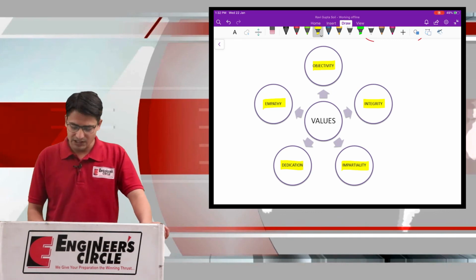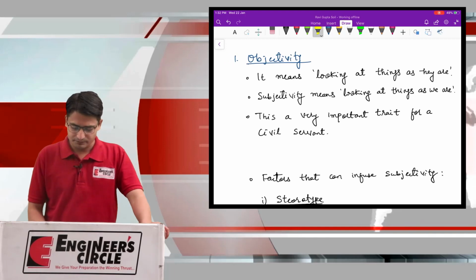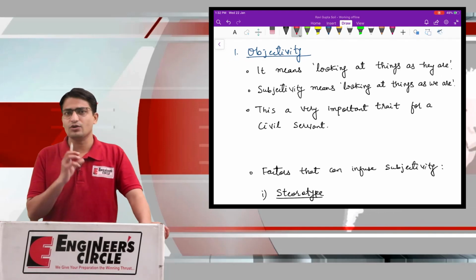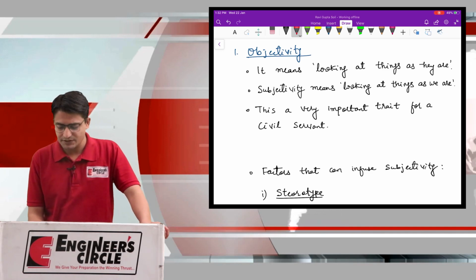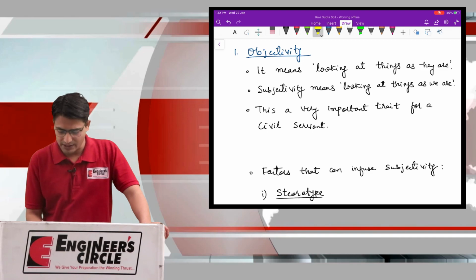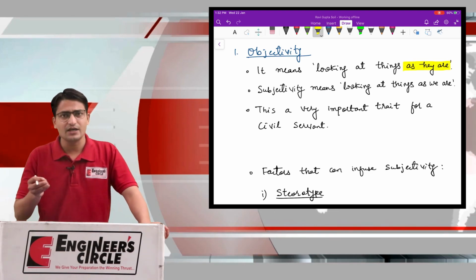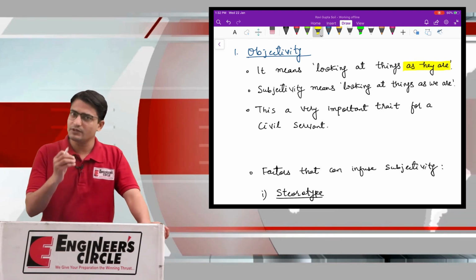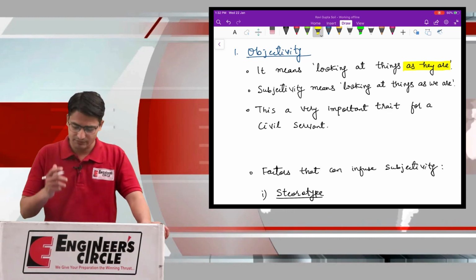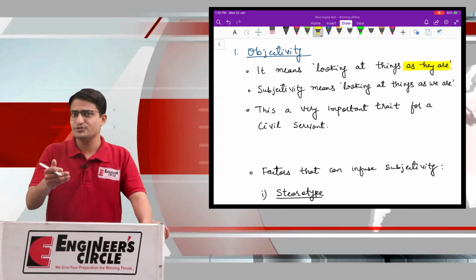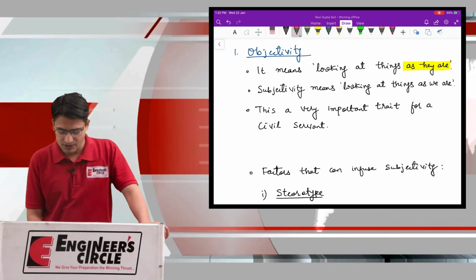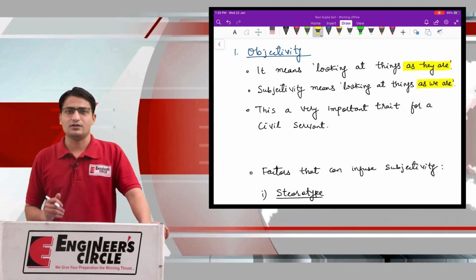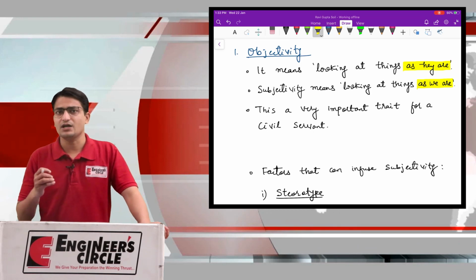The first one is objectivity. Now what is meant by objectivity? It means looking at things as they are. Now this statement will become clear when I read the second statement. If we compare objectivity with subjectivity, what is subjectivity? Subjectivity means looking at things as we are.